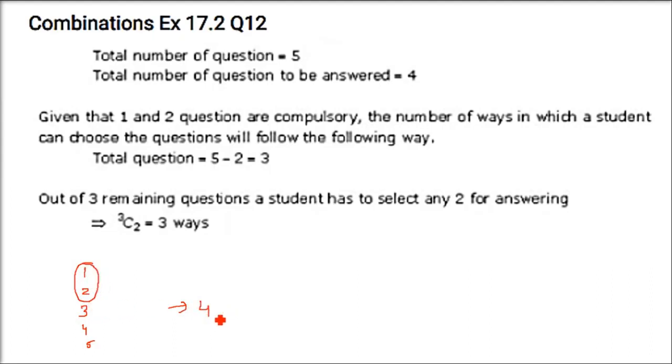So 1 and 2 are always compulsory, and 4 answers have to be given. 1 and 2 are already included. So you just have to choose from the 3 remaining out of 5. Since 2 are already done, 4 minus 2 is 2. So only 2 have to be selected from these 3 remaining, 3C2. These are 3 ways.